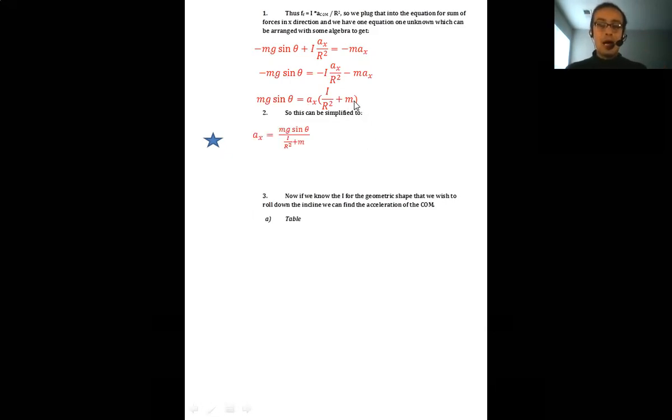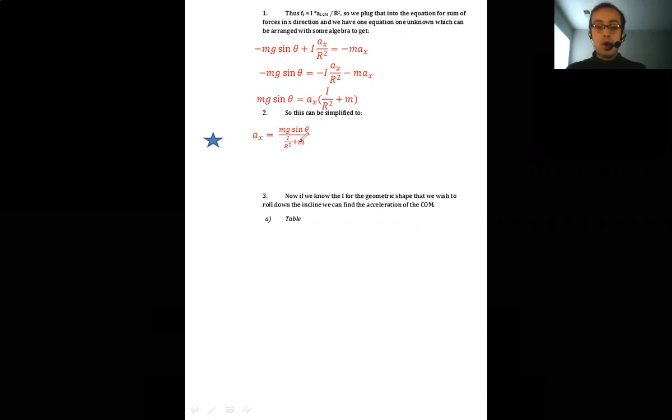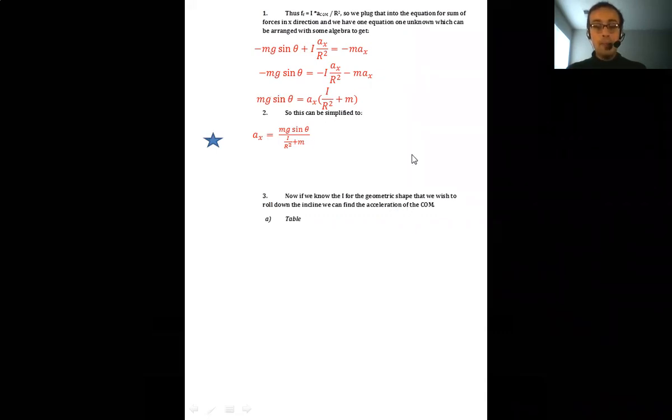And then what we can do is further simplify this and solve for A sub x. So we have A sub x, we divide both sides by this whole mess here, and we end up with A sub x equals mg sine theta over I over r squared plus m. Okay? So if we multiply both top and bottom by 1 over the mass, just to get rid of the mass here and here, we find that the acceleration A sub x is equal to g sine theta all over the moment of inertia over m r squared plus 1.